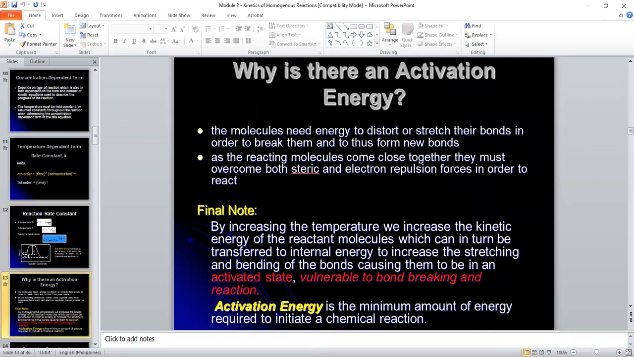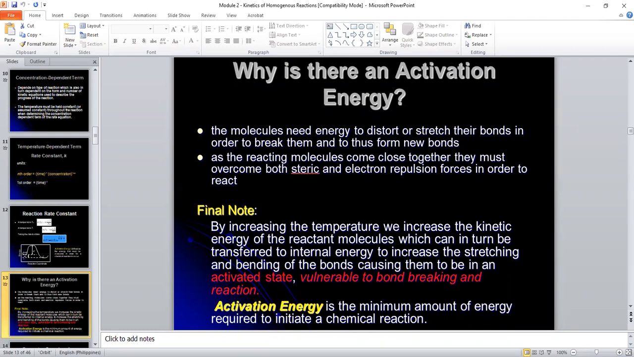So why is there an activation energy? The molecules need energy to distort or stretch their bonds in order to break them and thus form new bonds. As the reacting molecules clump together, they must overcome both steric and electron repulsion forces in order to react. So they need this energy to break the existing bonds and form new ones. Without the breaking of existing bonds, there won't be any new bonds formed. And this activation energy is present in your Arrhenius equation.